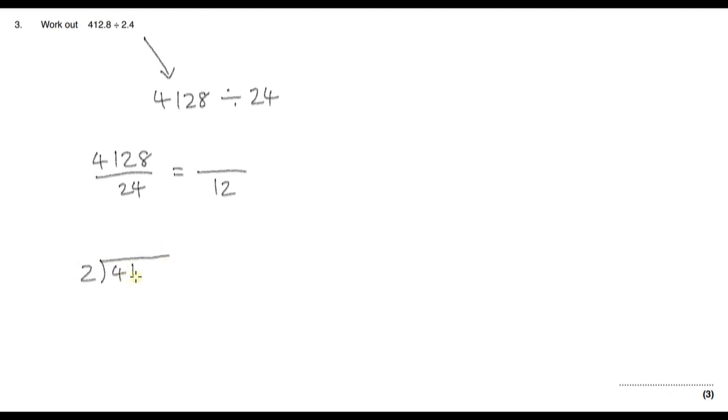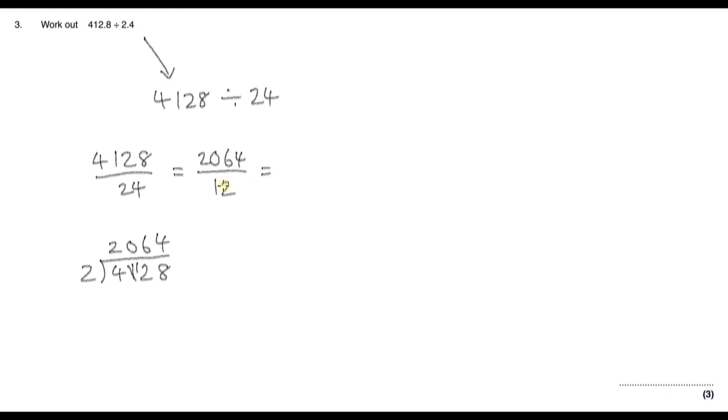So 4, 1, 2, 8. 2's go into 4 twice. 2 doesn't go into 1, so we're going to move the 1 over here. 2's go into 12 6 times and 2 goes into 8 4 times. So it's going to be 2,064 over 12.